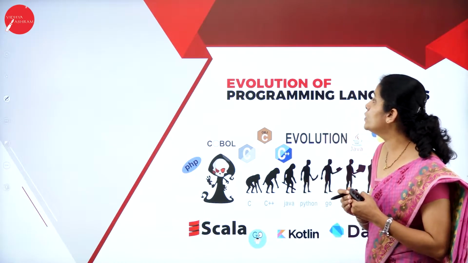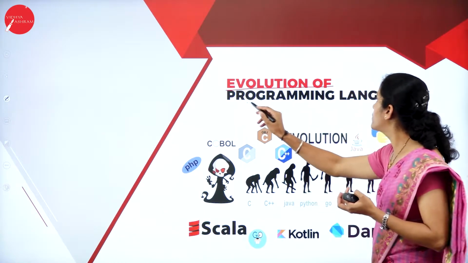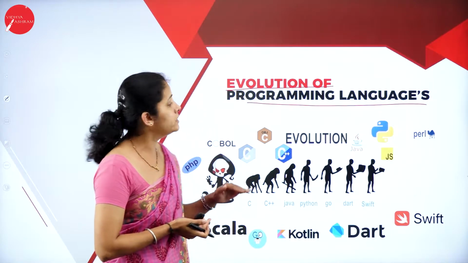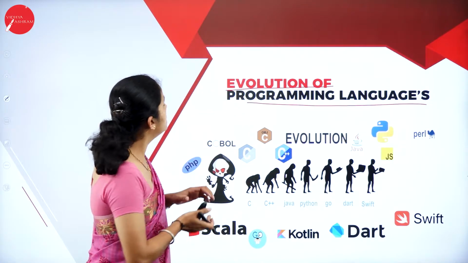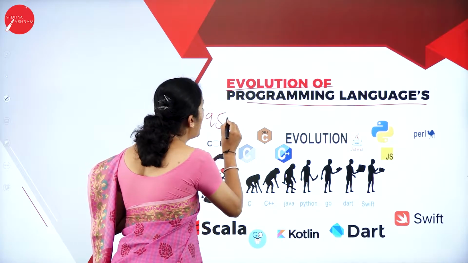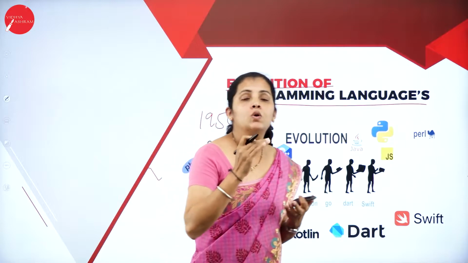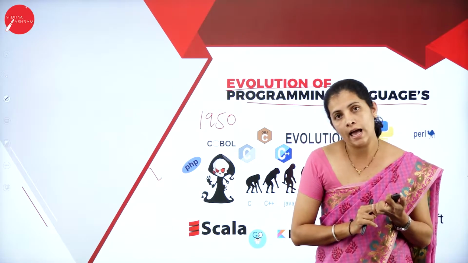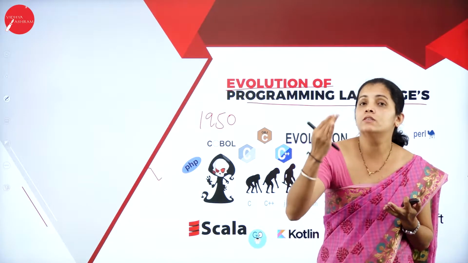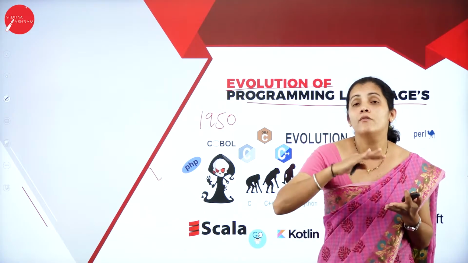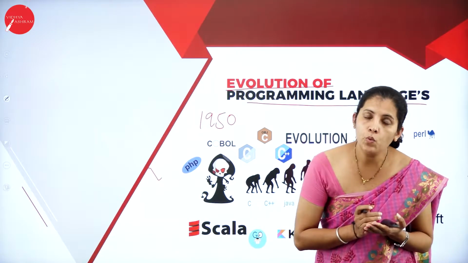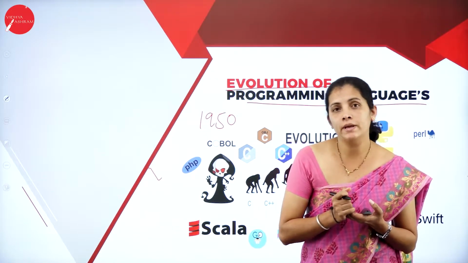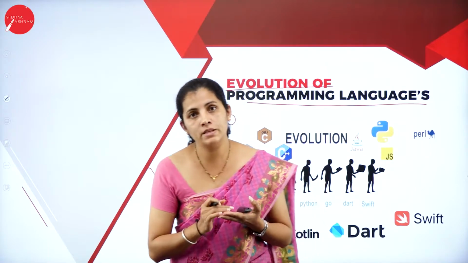Moving further, we are going to look at the evolution of programming languages. That means how the evolution of programming languages started. In the year 1950, we had Fortran as well as COBOL programming languages. These are two high-level programming languages. What is Fortran? The name itself indicates that it is formula translation. Now tell me, what is COBOL here? COBOL is nothing but the Common Business Oriented Language, and it was developed for business applications.